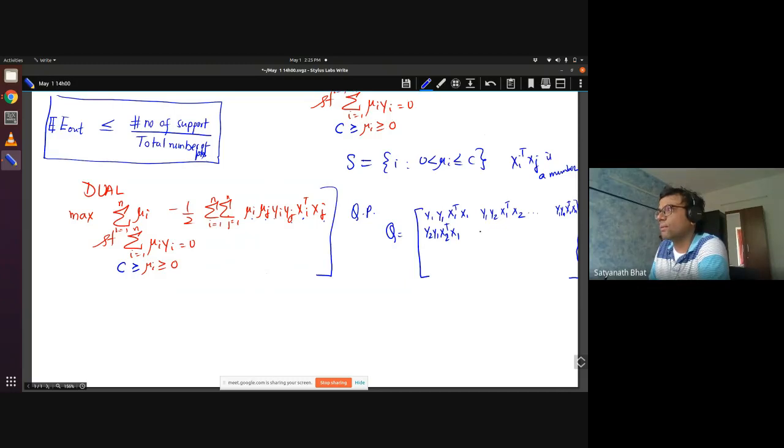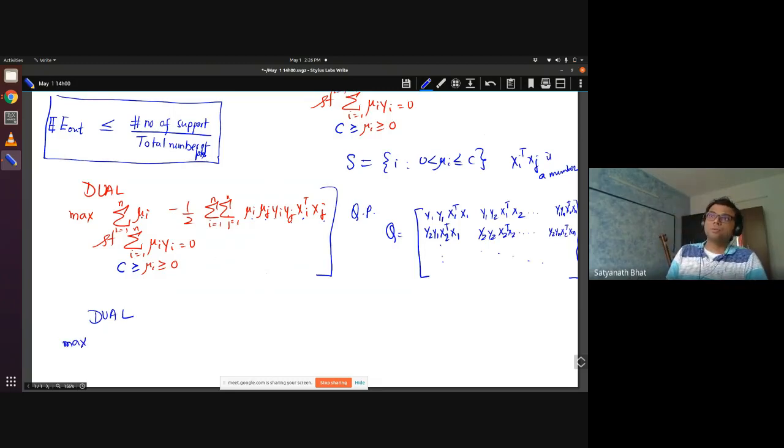So what happens next? This is y2 y2 x2 transpose x2 and all the way till y2 yn x2 transpose xn. Like this we can write the full matrix. So when we put this as Q, what happens to the original problem? Basically the dual problem will change a little bit. It's a maximization problem anyway.